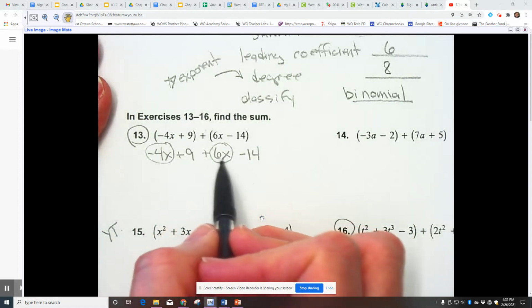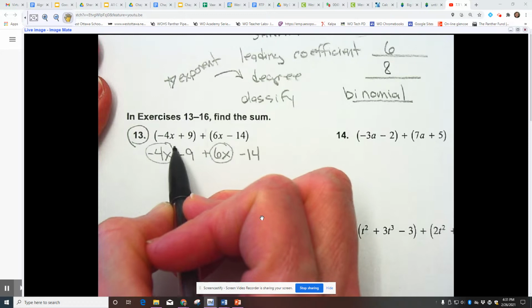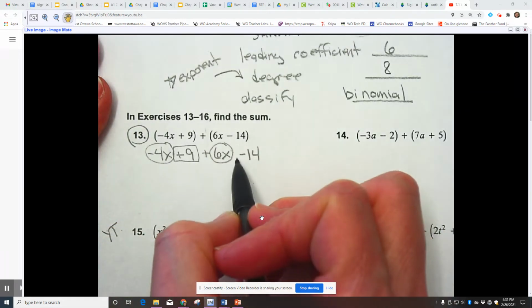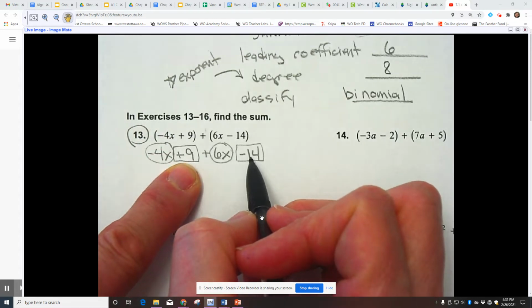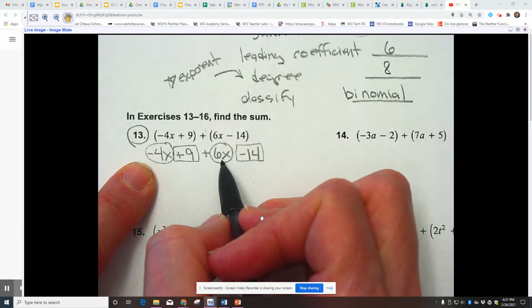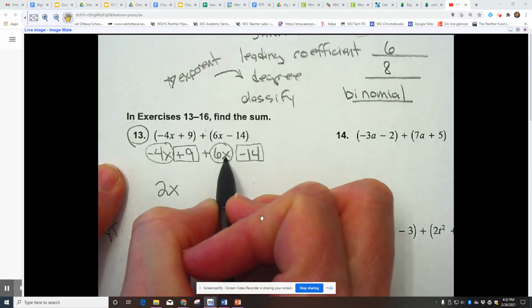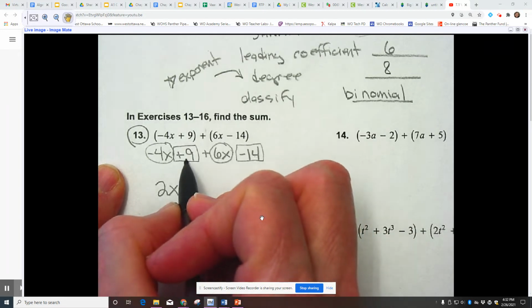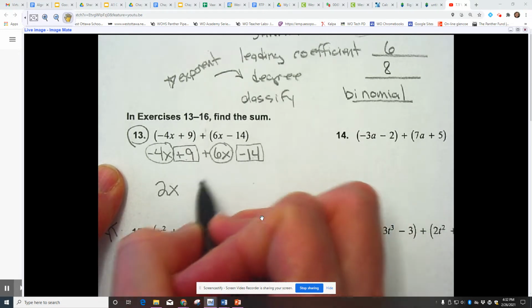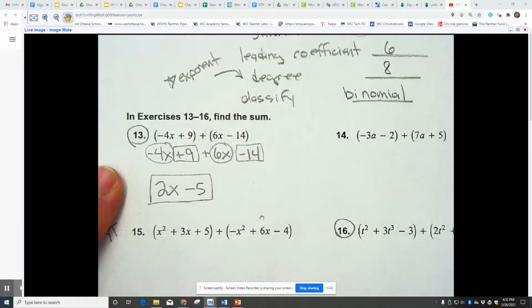So I like to identify my like terms like this. I'm going to circle both of those because those I'm going to combine. These, what I call plain old numbers, which are really constant terms, those are like terms, and I'm going to combine those. So now let's just go ahead and combine like terms. Negative 4 plus 6 is 2. So 2x, don't forget the x. And then my constant terms are positive 9 minus 14, that's negative 5. So there we go. I have simplified and found the sum.